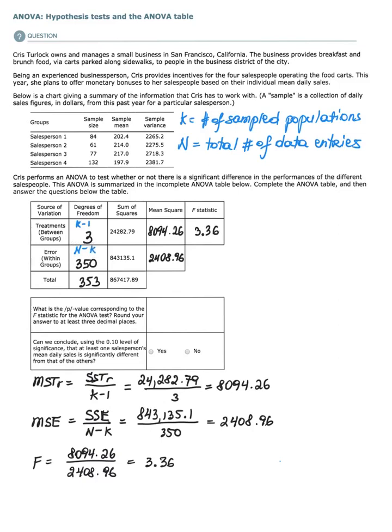The total number of data entries is found by adding the sample sizes 84, 61, 77, and 132. That yields 354, and when I take 354 and subtract 4, which is the number of sample populations, it gives me 350. Add 3 with 350, in other words, combine the treatments degrees of freedom and error degrees of freedom to get a total of 353 in the last cell of this column.